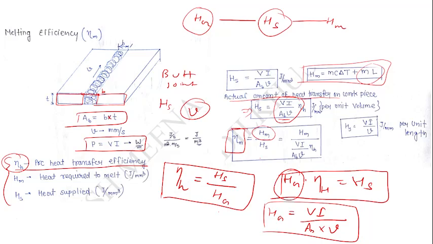Whatever the generated heat is, that will be supplied, and there will be one heat transfer efficiency. Then the supplied heat will be utilized to melt the metal, so there will be one melting efficiency. Also you should know these formulas for power. So this is a way to remember this. Now we will see what kind of question they will ask.